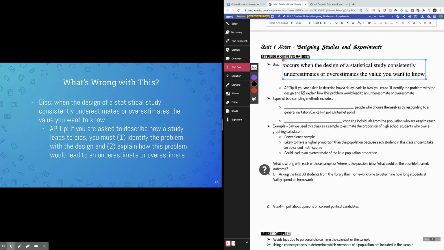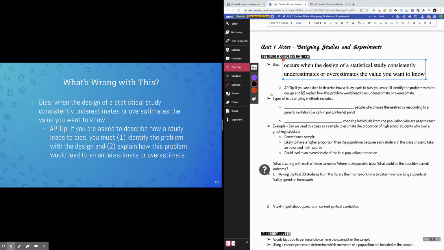Okay, so bias occurs because of a problem with the actual design of the study or experiment, right? That the statisticians who designed it forgot to include something, that there was a confounding variable or another variable that's affecting the study somehow, and it's causing the results of the study to veer away from the truth, right? So we're either underestimating or overestimating the true value from the population, the true value that we want to know.